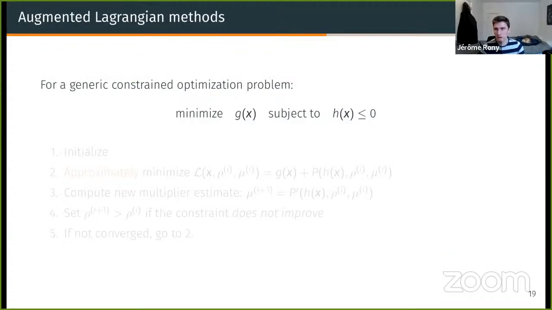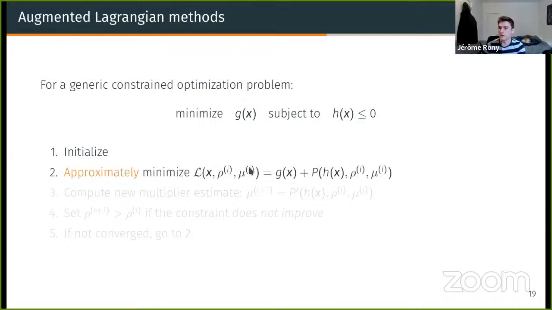So I'll just do a quick presentation of augmented Lagrangian methods for a generic problem and why it works so well. Here we are trying to minimize g of x, and in our case it's the distance function, subject to h of x smaller than 0, and that's our misclassification constraint. And the way it works is, you initialize, obviously, and then you approximately solve this loss, which is g of x plus penalty of h of x, parameterized by rho and mu.